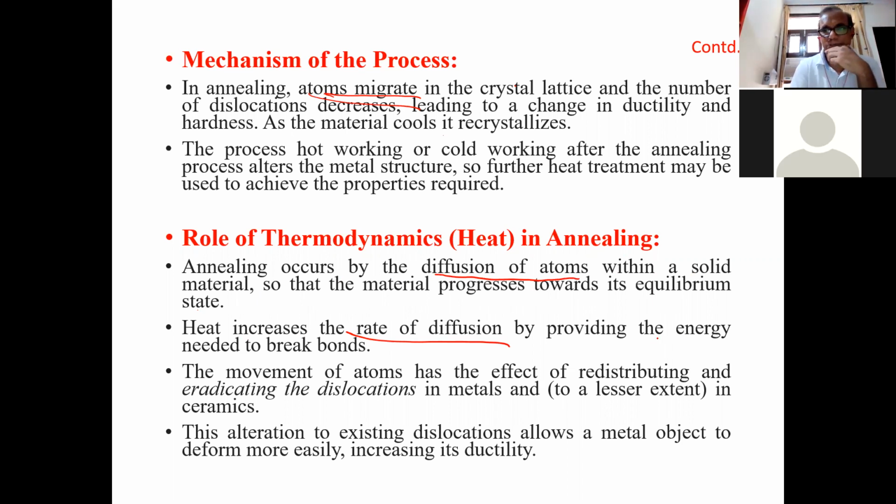Providing the thermal energy needed to break bonds. Atom टूट के वहां से भागेंगे ना. The movement of atoms has the effect of redistribution and eradicating the dislocations. Dislocations को हटा देंगे. This alteration to existing dislocations allows a metal to deform more easily, increasing its ductility. This is the role of thermodynamics. Heat. Okay. Very clear.